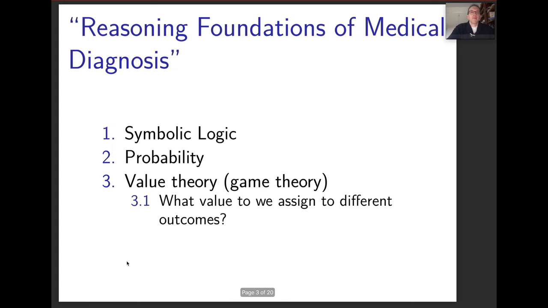So what did they talk about? Their article, Reasoning Foundations of Medical Diagnosis, laid out that there are really three mathematical principles that lie at the root of how medical decisions are made. The first is symbolic logic. The second is probability, and the third is value theory, of the specific instance that they were looking at, game theory. Now, you may not be as familiar with game theory as you are with symbolic logic or probability, but it's really a way that we assign value to different outcomes.